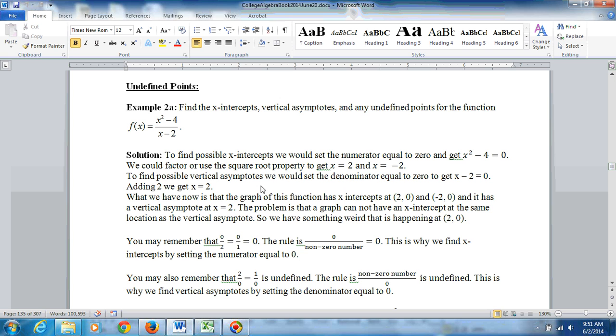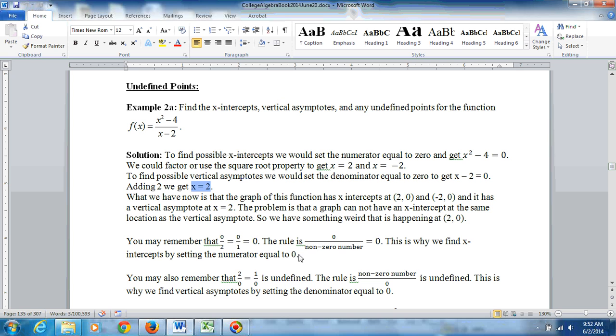How would you find vertical asymptotes? Well, you would set the denominator equal to 0. Setting x minus 2 equals 0 and adding 2 to both sides, you get x equals 2. Notice this right here. This says that we have a vertical asymptote at x equals 2. In other words, as the graph gets closer to 2, it goes vertical. And also, there's an x-intercept at 2. Well, that's impossible. So there's something weird going on with this graph at x equals 2.